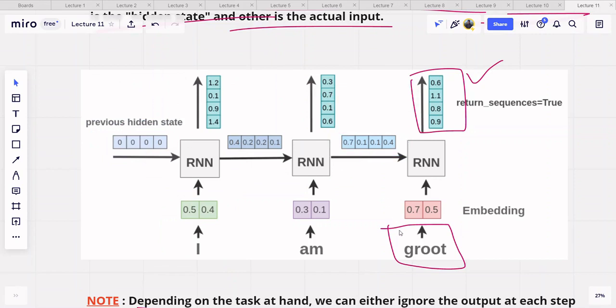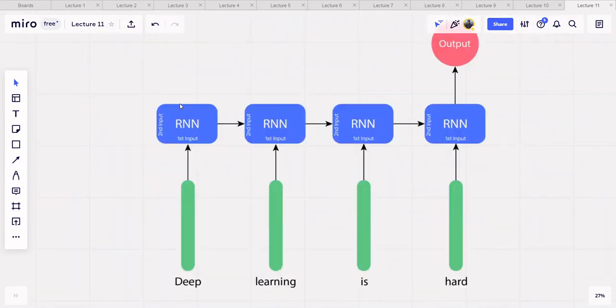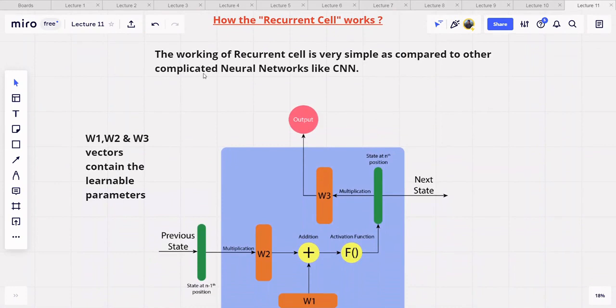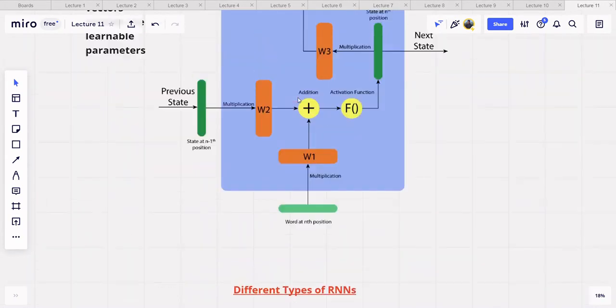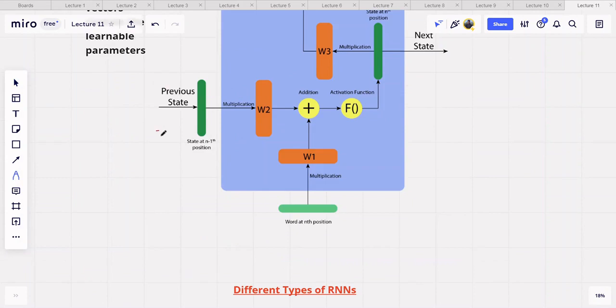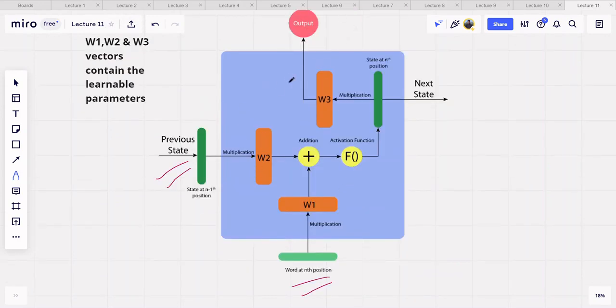Let me clear this. Now let's look at how one recurrent cell actually works. The working of a recurrent cell is also very easy. A recurrent cell at any point takes two inputs. First is the hidden state, and then there is the word, which is in a vector format. And we basically have three weight matrices. You may see here we have three weight matrices.